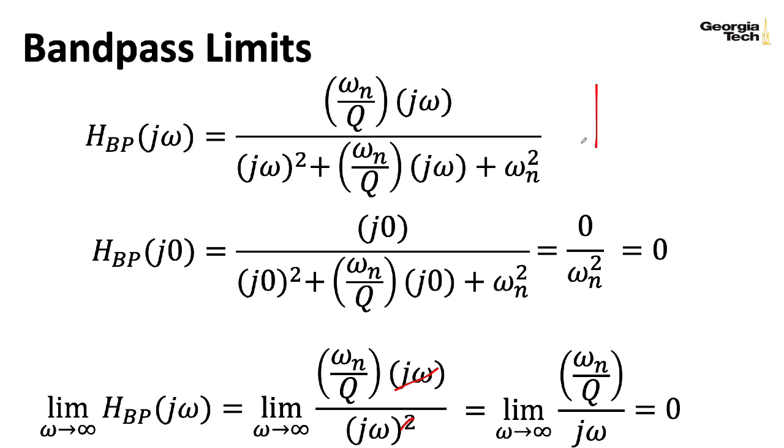So the bandpass filter is 0 at DC, slopes up, comes back down somehow. This is not a work of art. Hopefully you get the general idea. It does eventually go to 0 at high frequencies too. So it's only passing frequencies within a certain band. And although I won't prove it here, it's not hard to show that the peak of the magnitude response of the bandpass filter is indeed at omega n, the natural frequency.